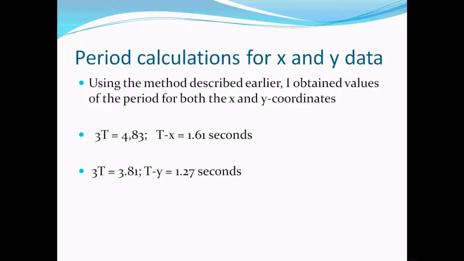Next, I had to do my period calculation for the x and y coordinate data in Tracker. Using the method I described earlier for finding the period using the graph in Tracker as reference, I obtained values of the period for both the x and y coordinates. In the x direction, I had my period as 1.61 seconds, and in the y direction, I had my period as 1.27 seconds. The period in the x direction is significantly larger than the period in the y direction because there is more movement or more oscillation going on in the x direction than there is in the y direction.